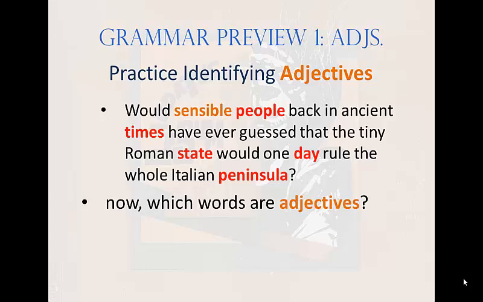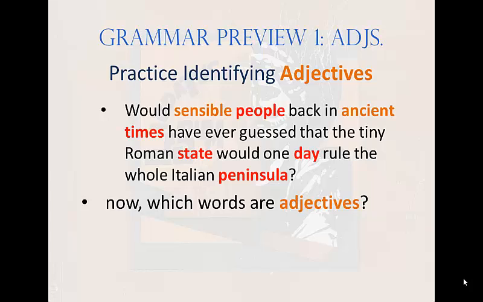The sensible people. Are there any other adjectives in this line? Any other modifier directly in front of a noun? What about ancient? You could put the in front. It goes with a noun, times, and it tells you what sort of times. Ancient must be an adjective. On to the next line. Any adjectives there?